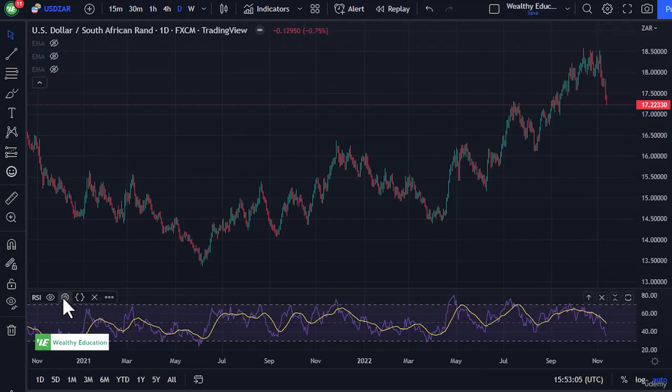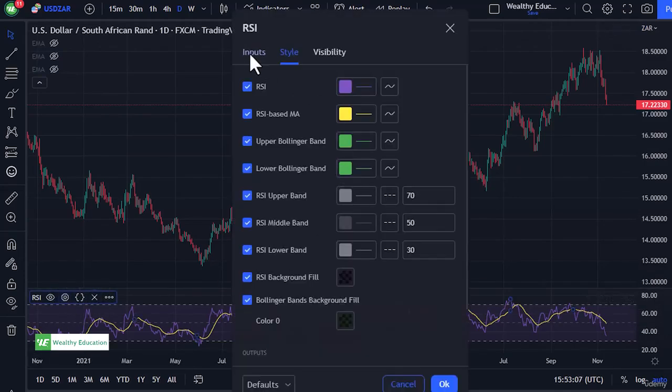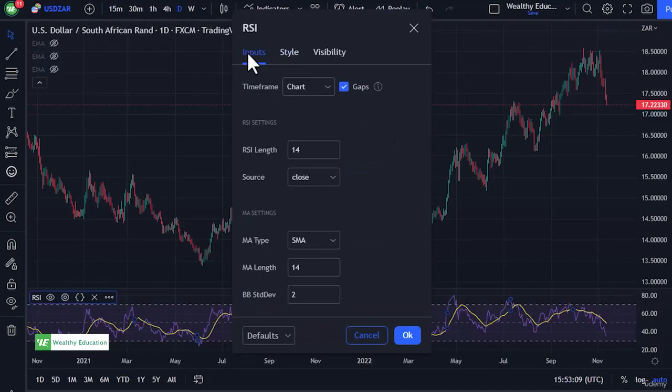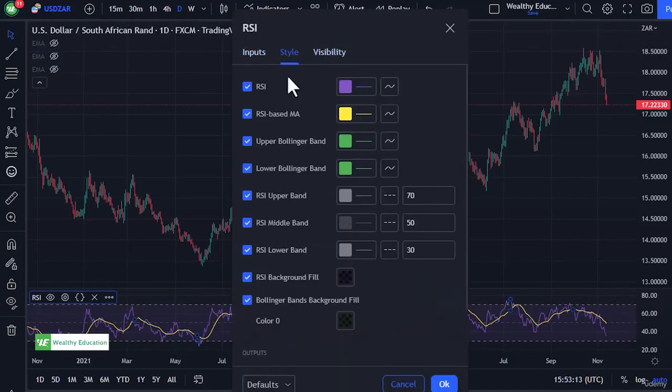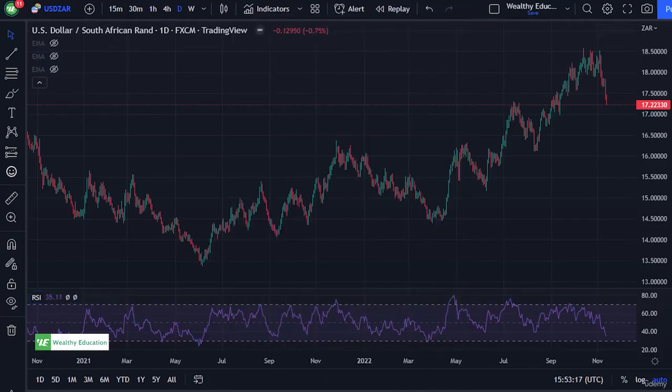Now, some people use the RSI based moving averages. For the simplicity, we're just going to use the actual RSI line itself. That's how most people actually use it. So just be aware you may have to go into the settings and get rid of that moving average on your TradingView platform if you choose to use the RSI.